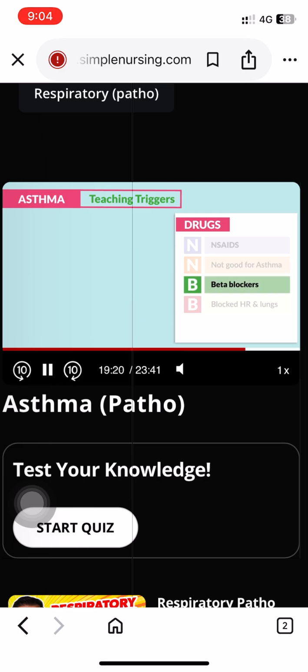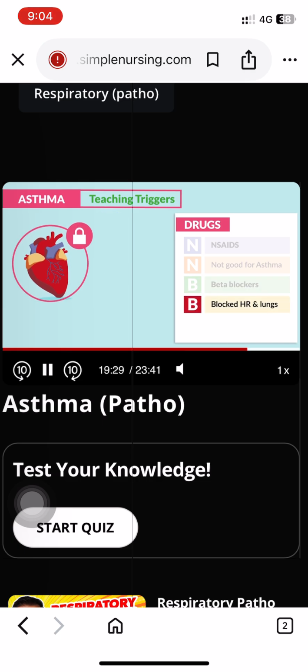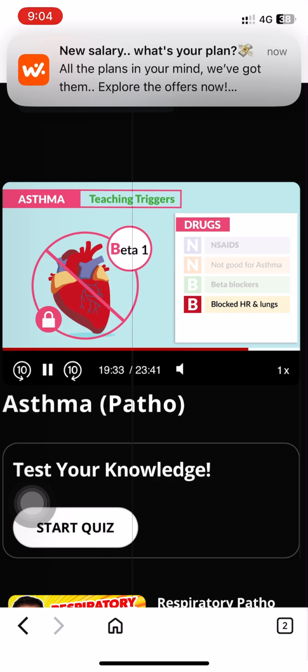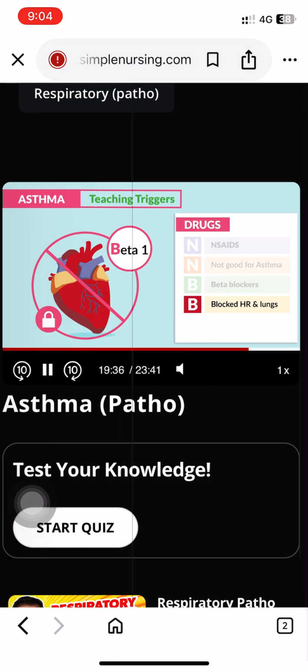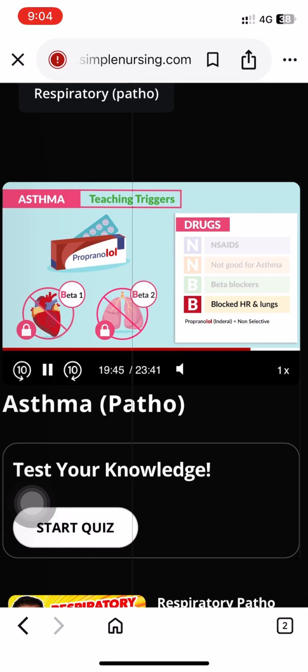Next, we have B for beta blockers, which puts the brakes on the heart, ending in LOL, like propranolol. Just think B for it blocks the heart rate and the lungs. Beta blockers block beta 1, so just think one heart is blocked. And it can also block beta 2, so think 2 lungs are blocked. But only if it's non-selective, like propranolol, brand name Inderal. This is non-selective, so basically meaning that both the lungs and the heart are blocked.